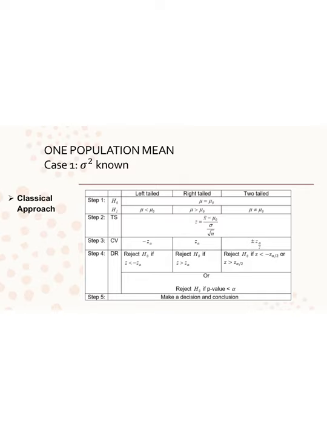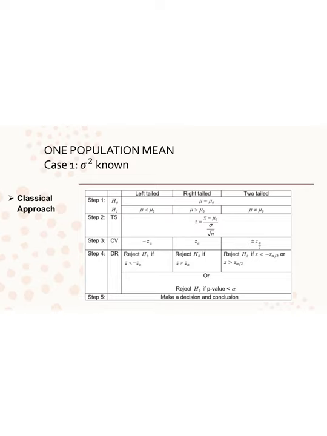Okay, let's take a look into case number 1. For today, I will just cover case number 1, which is when the population variance is known. There are two approaches. First, we have the classical approach, and the other one is the p-value approach. I will explain the steps involved in the classical approach.